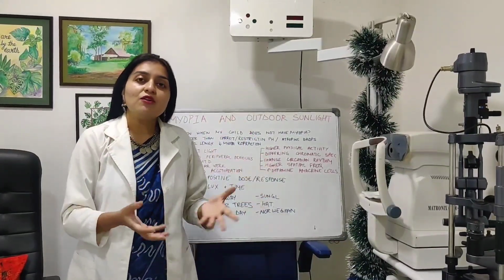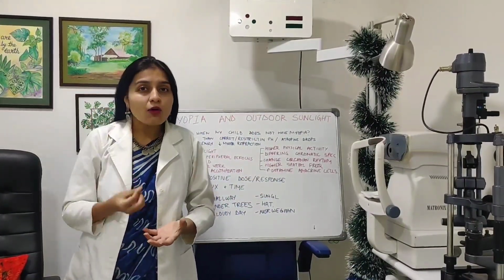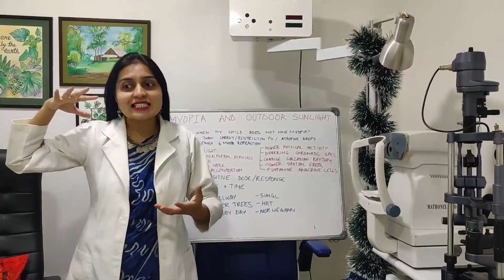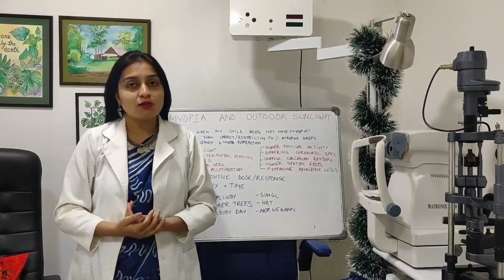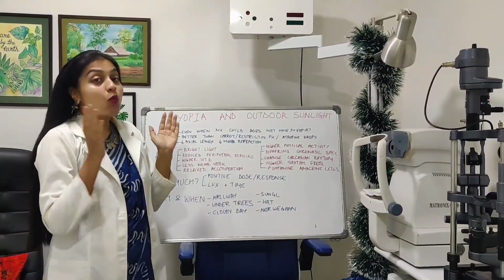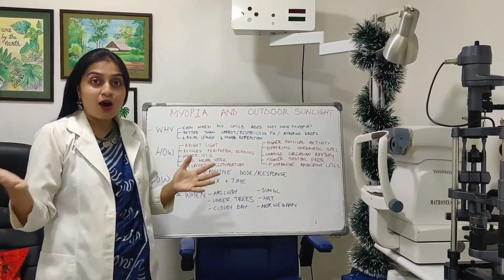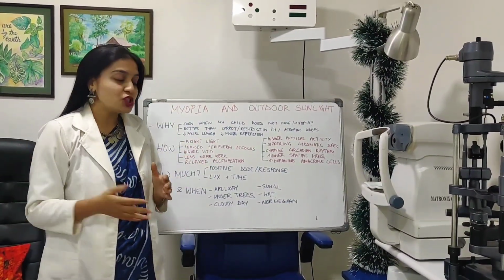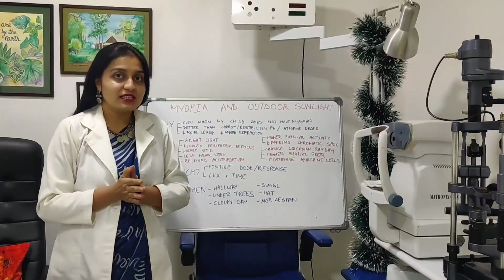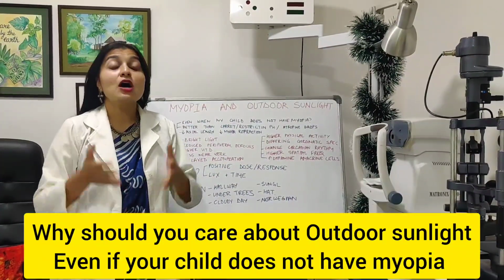So in today's video, we are going to go in depth on how actually outdoor sunlight time affects your myopia, what is the extensive research that has gone into outdoor sunlight time. So let's get into the video. The first thing is why, the next is how, the third is how much, and the last is what and when. That is how the video is going to be divided. So the first is why.